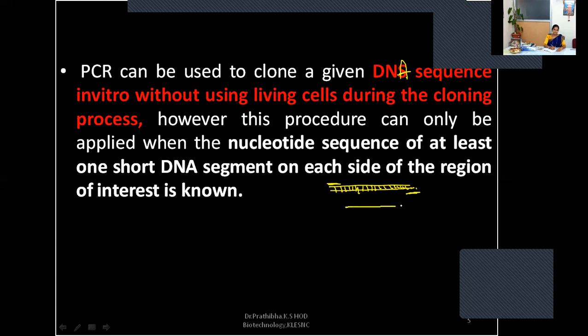For example, I have a very large DNA molecule, but I want to synthesize this particular region in between. I must know this sequence, and I must know this particular sequence. So the same thing is written here. This PCR can be applied only when the nucleotide sequence of at least one short segment on each side of the region of interest is known.